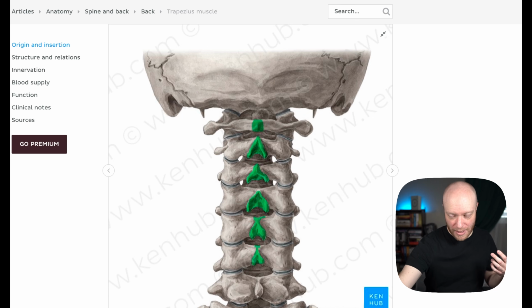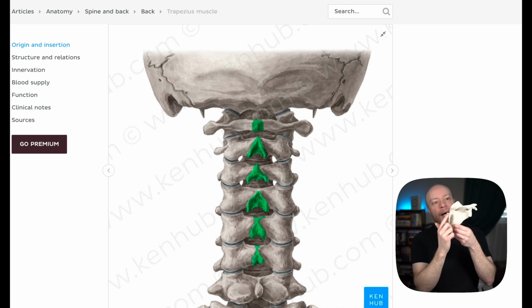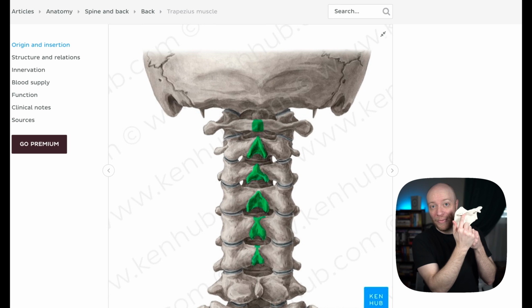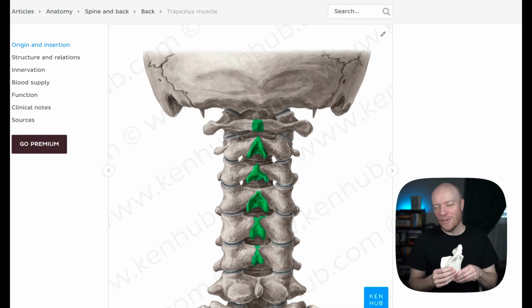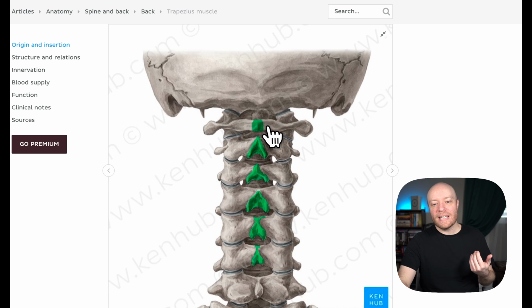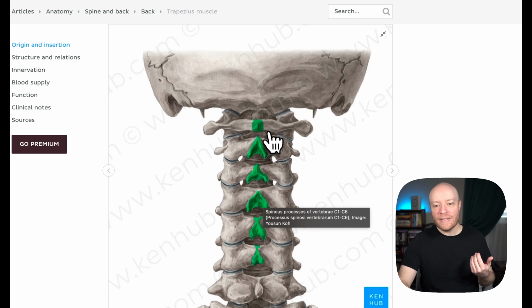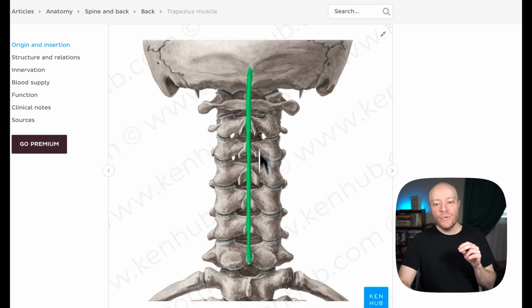To give you a quick example, I have a scapula here as well. This whole thing is called the spine of the scapula. So to say your back is the spine is not technically accurate. It's better to say the vertebral column. Well, trapezius attaches to these spinous processes of C1 through C6, and it'll even come down to C7, but it does that via the nuchal ligament.